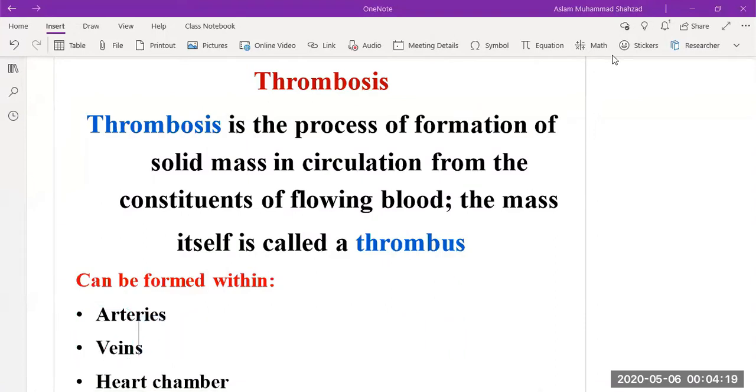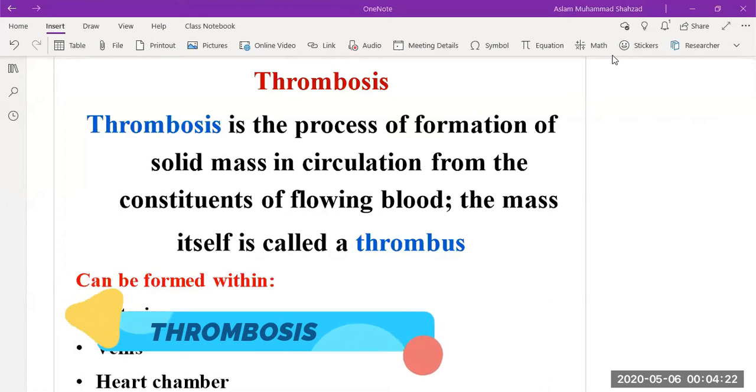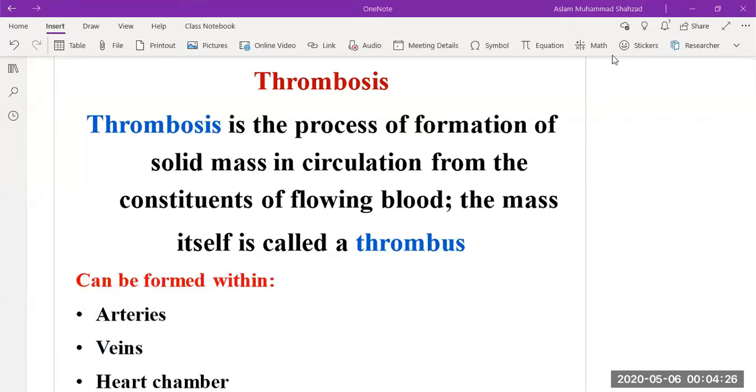Today we are going to discuss what is thrombosis, and we start with the definition of thrombosis. It is a process of formation of solid mass in circulation from the constituents of flowing blood, and the mass itself is called thrombus.